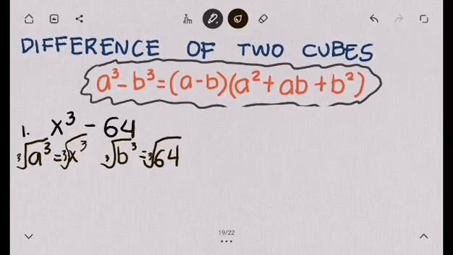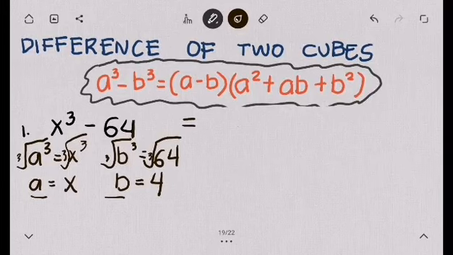Okay, cube root ng a cube ay a. Ang cube root ng x cube ay x. Cube root ng b cube ay b. Ang cube root ng 64 ay 4. Okay, so bakit naging 4? Kasi when you multiply 4 to itself 3 times, 4 times 4 times 4, so the answer is 64. Okay, so may value na ulit tayo ng a and b, so pwede na tayong mag-proceed sa factoring.